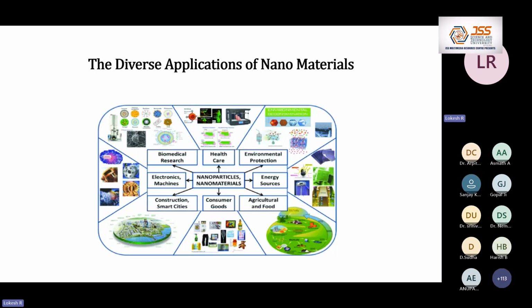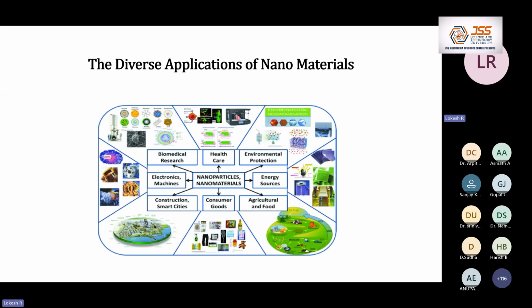And smart cities are also possible using this nanotechnology. Nanosilica enhances the strength, durability, and resistance to cracking in concrete. Carbon nanotubes improve the tensile strength and toughness of the concrete. And graphene adds exceptional strength and flexibility to composite materials.